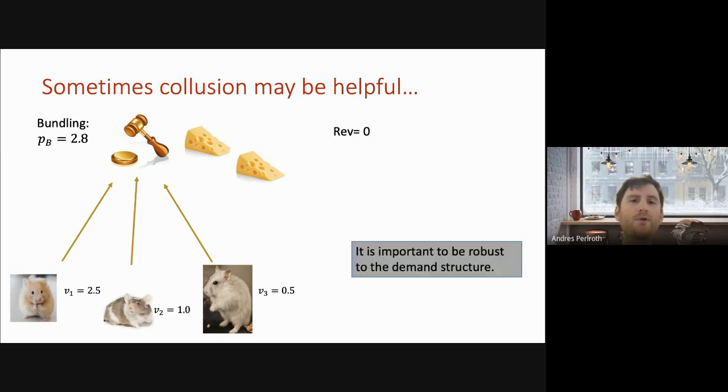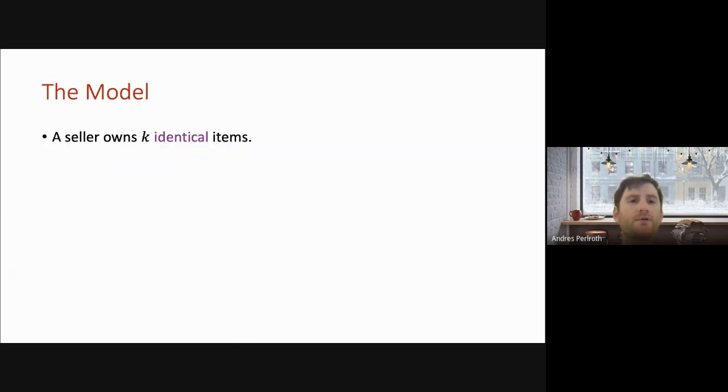What we see from this example is that when we think about auction designs and intermediaries, we also have to be careful about the implications if the demand structure changes. And therefore, it will be important to have an auction system which is robust to the demand structure. Given this motivation, let me present the main model that we study in this paper.